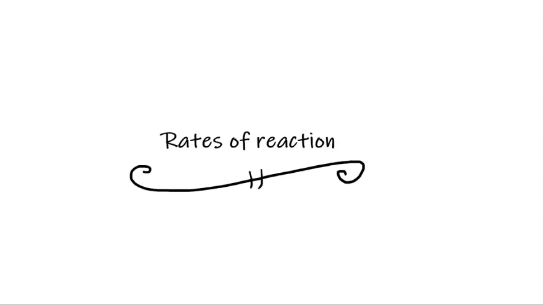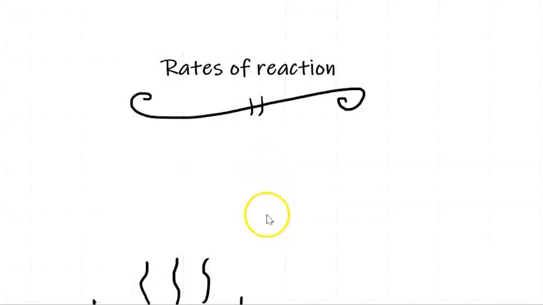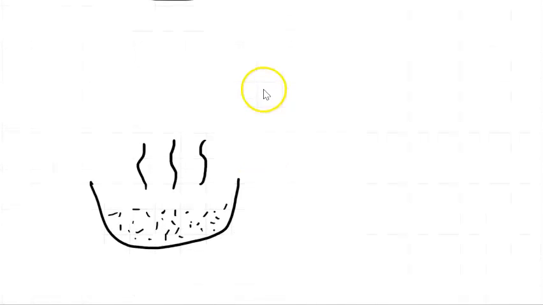Kia ora tātou. In this video we're going to introduce rates of reaction, which is needed for the NCEA Acids and Bases standard, where we look at three different factors that can affect the rate of any reaction. And we're going to use three real-life examples that have happened to me recently to go through these three factors.